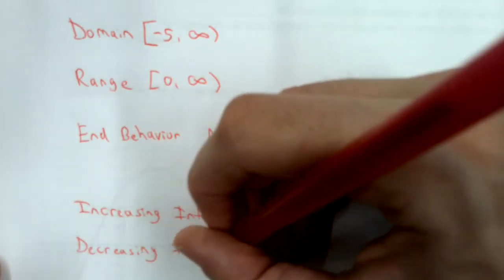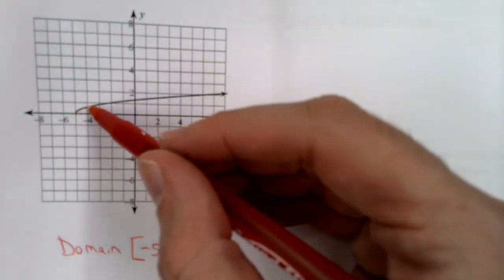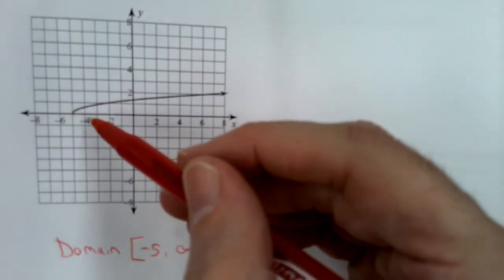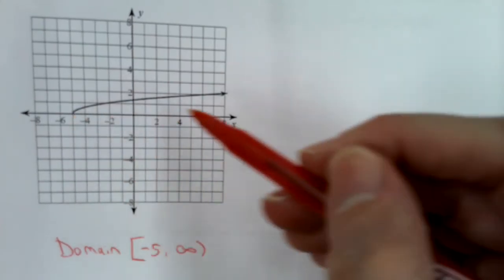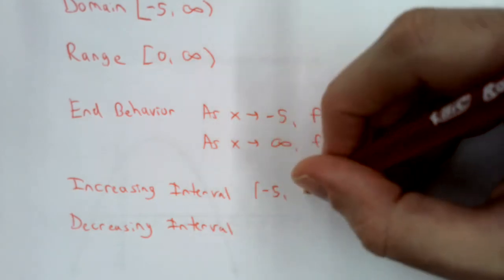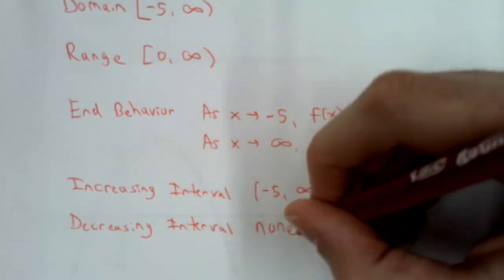Next up will be the increasing and decreasing intervals. So increasing interval, and then decreasing interval. The graph is increasing, the graph is going up everywhere. So when you say increasing intervals, you're using the x values, and it's going from -5 to infinity. That's where it's going up. Always use parentheses for these. And since the graph is increasing everywhere, that means that there are no decreasing intervals, so none.